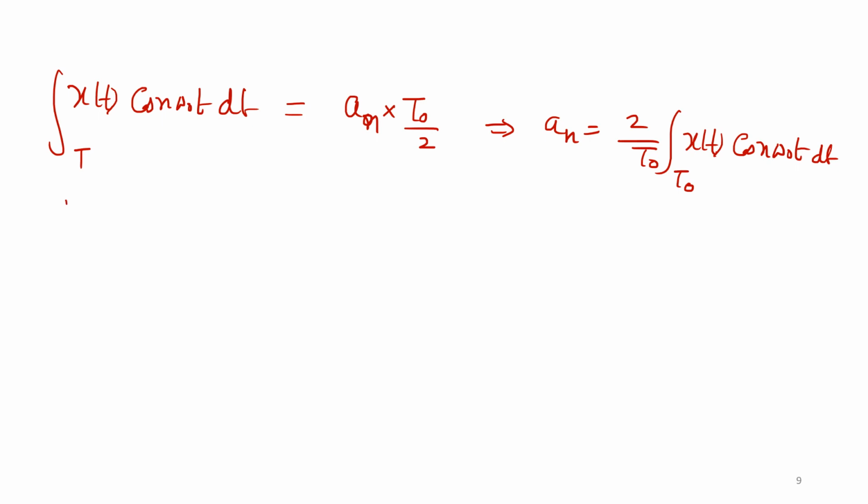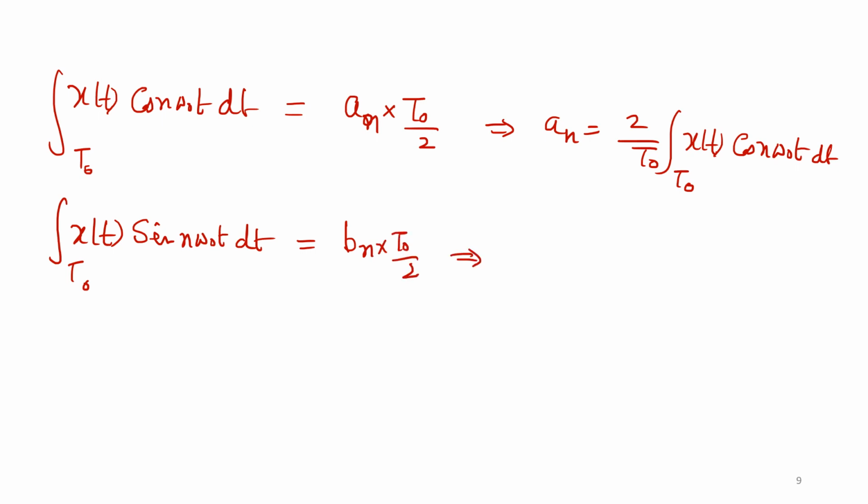And similarly, if you multiply both sides with sin n omega naught t and then integrate over one time period t naught, then I will get the bn term, bn into t0 by 2. So bn will be 2 upon t0 times the integral of xt sine of n omega naught t dt.